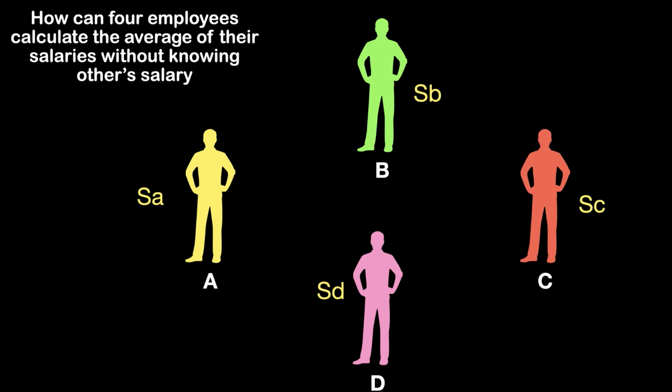In the first step, A adds a random amount, say RA, to his own salary and gives that to B. B won't be able to know A's salary as he has added a random amount known to him only. In this case, B will receive the figure SA plus RA from A.